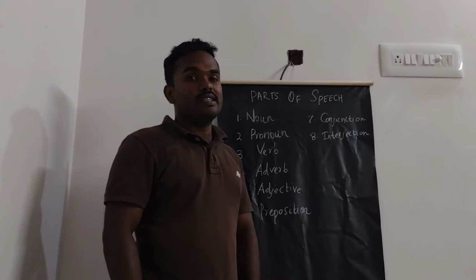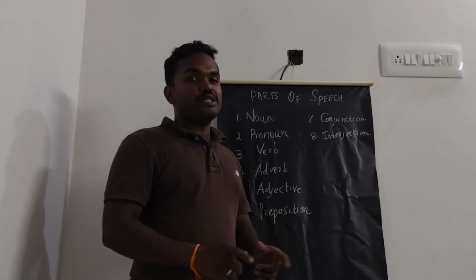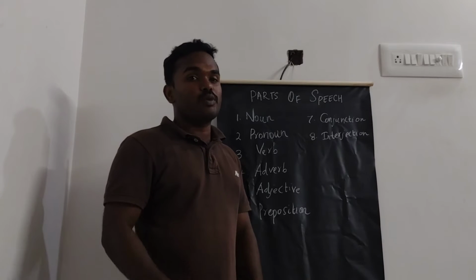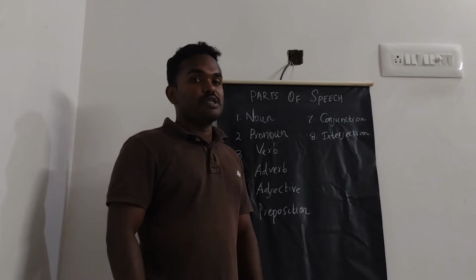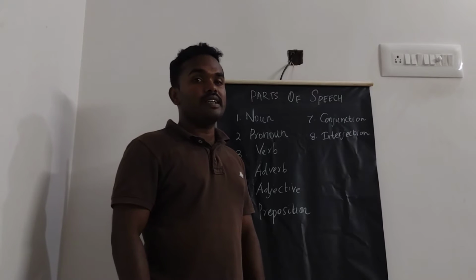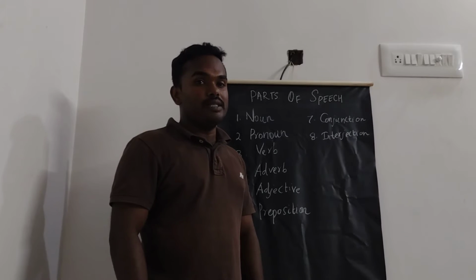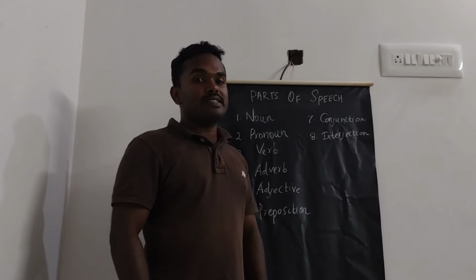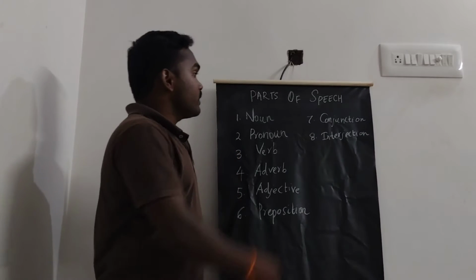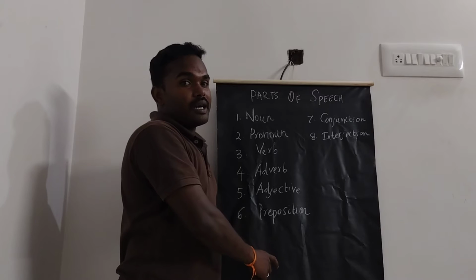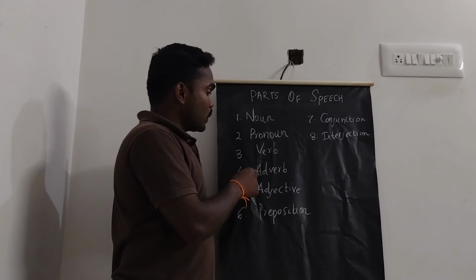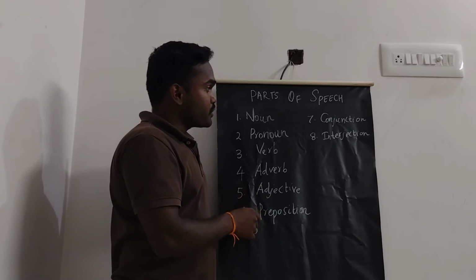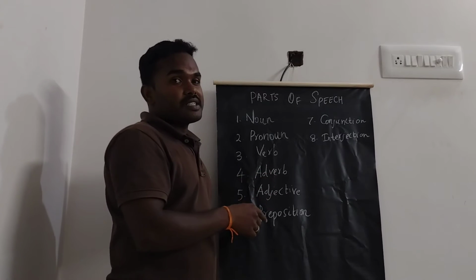So in today's video, before we get into vocabulary, I'll explain the parts of speech. So what is speech? Speech is nothing but an arrangement of words, or anything that is spoken or written. For example, any sentence is a speech, and a sentence is a combination of words. Each word placed in a sentence comes under the category of one of these parts of speech. That is, a word can be either a noun, pronoun, verb, adverb, adjective, preposition, conjunction, or interjection.